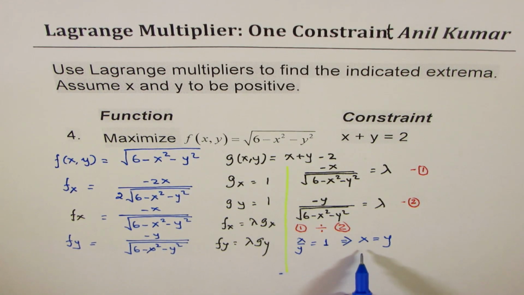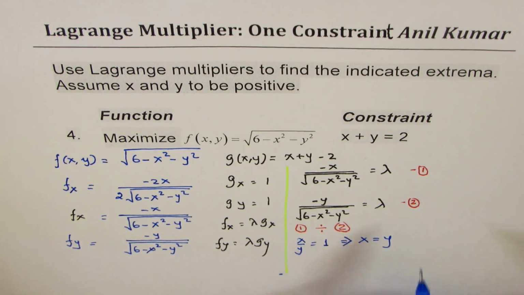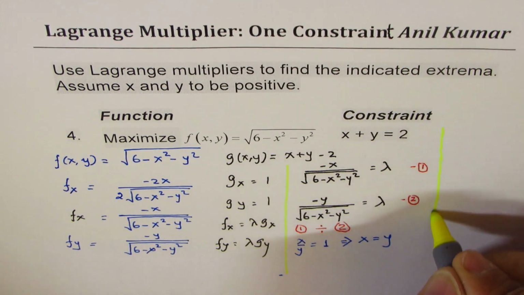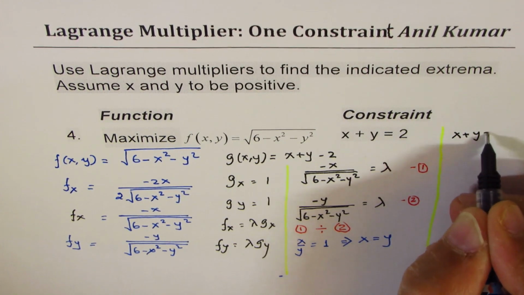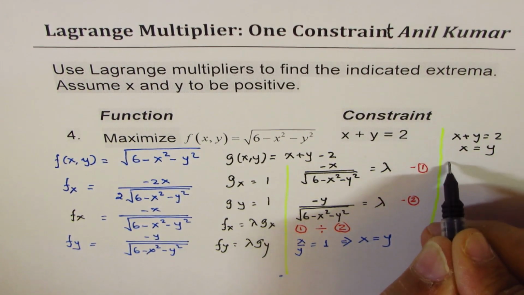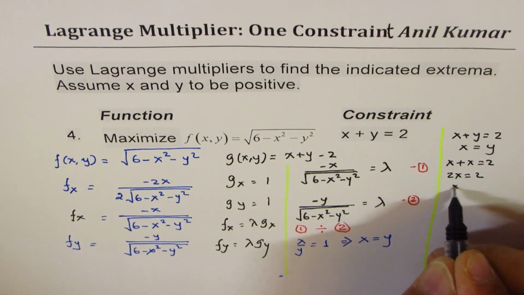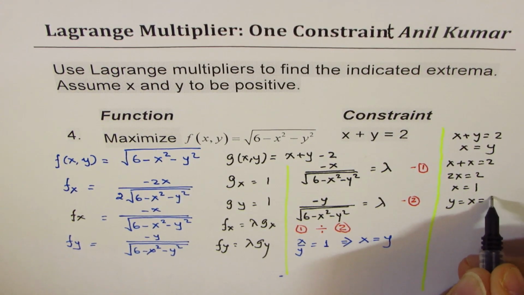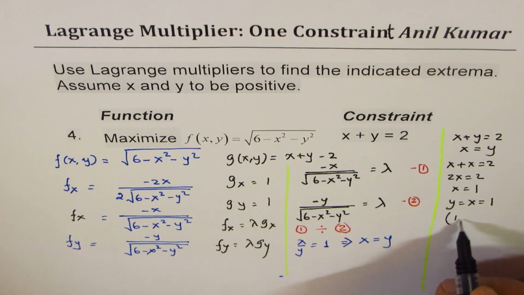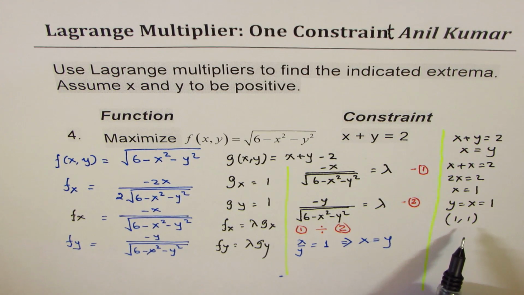So this time I'm using the fourth method of finding x, y, and lambda. The idea is, since x equals y, we'll begin with our constraint equation, which is x plus y equals 2. We know x equals y, so we have x plus x equals 2, or 2x equals 2, or x equals 1, and y is also equal to x, which is also 1, and the critical point therefore is (1, 1), correct? So the critical point is (1, 1).